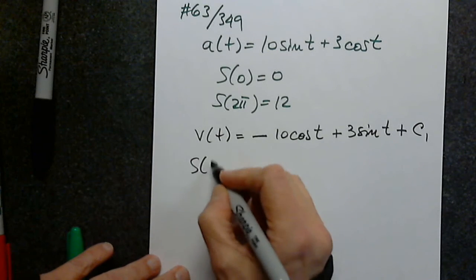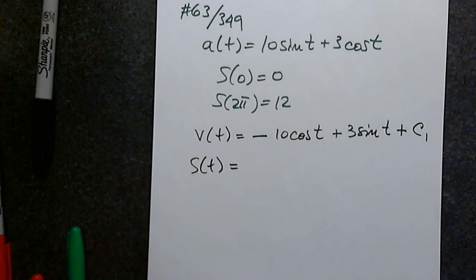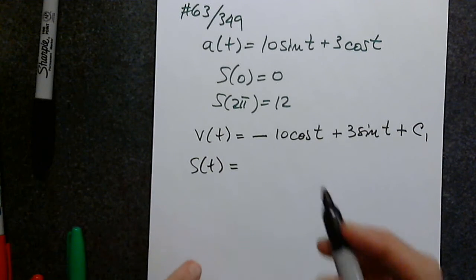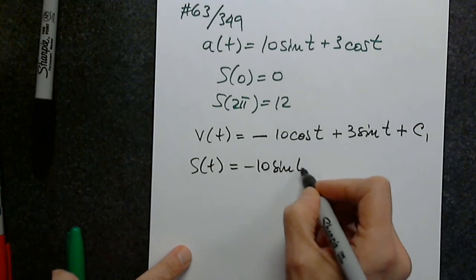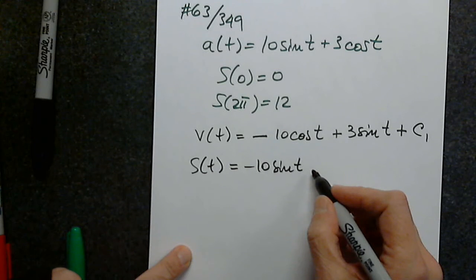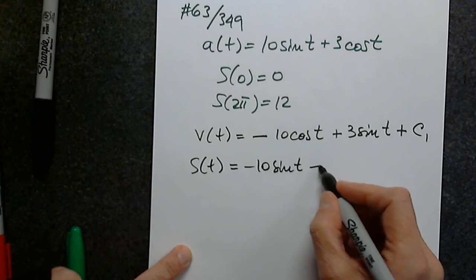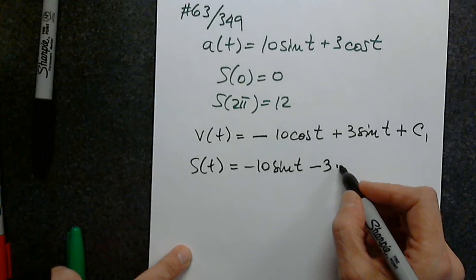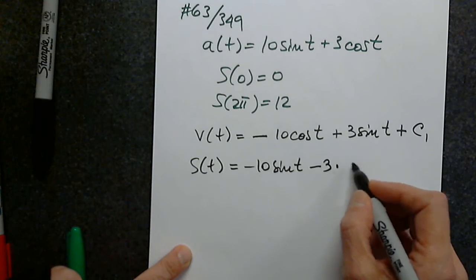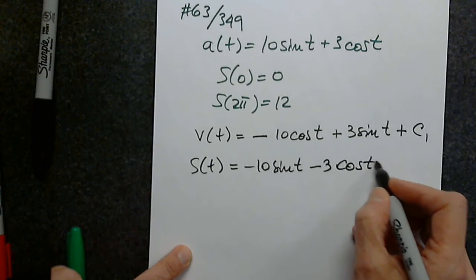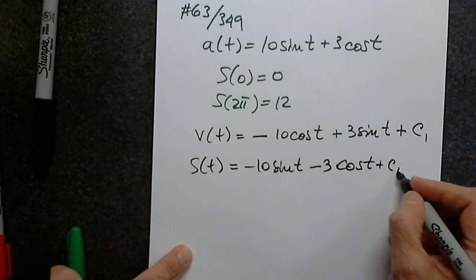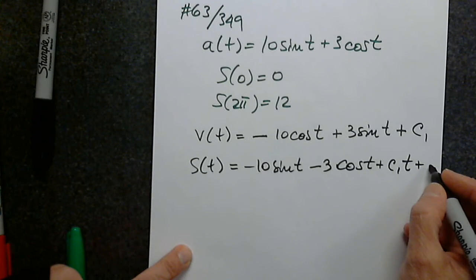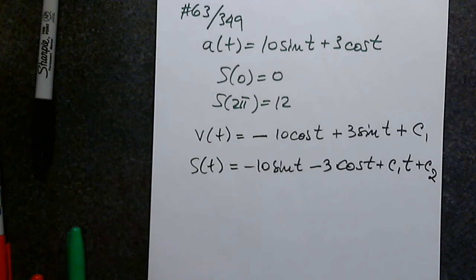Now I'm ready to find S of t. What do I get? Negative 10 sine t, correct, plus 3 cosine t, minus 3 sine. Oh, plus C1 t, very good, plus C2. Good. I am given two pieces of information, and they will help me determine C1 and C2.